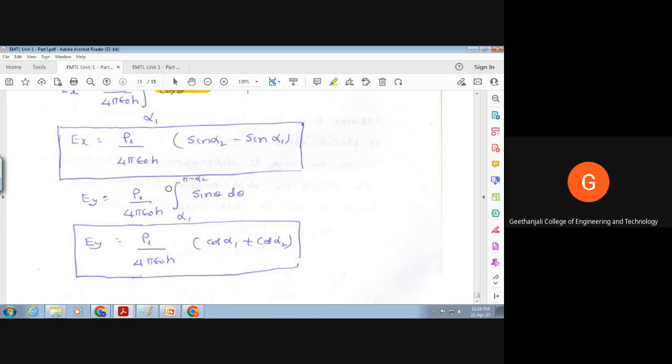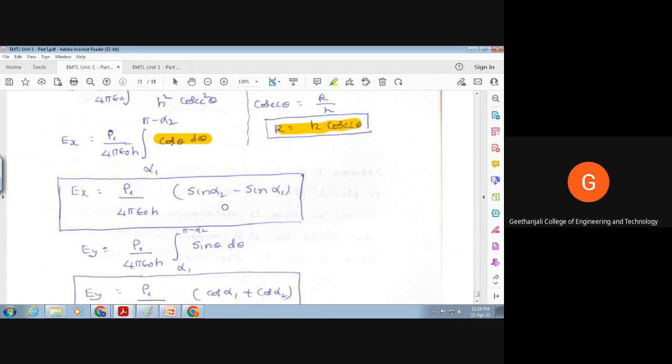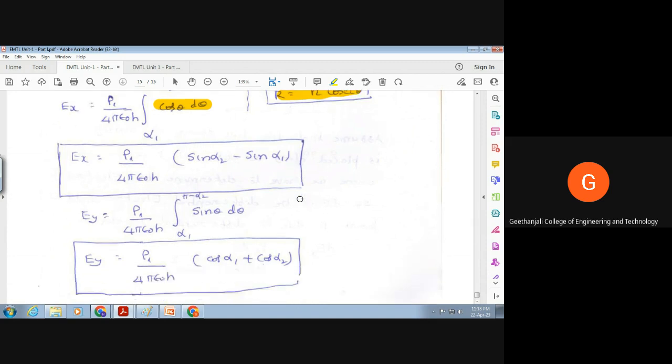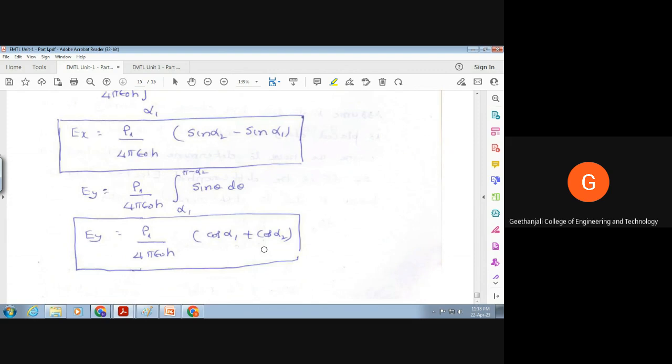So Ex is equal to rho L by 4 pi epsilon naught H, sin alpha 2 minus sin alpha 1. On the same lines, we can find out Ey also. Ey is equal to rho L by 4 pi epsilon naught H, cos alpha 1 plus cos alpha 2.